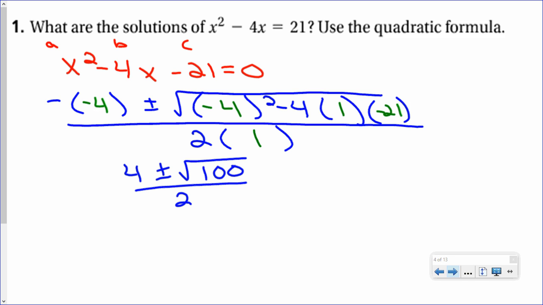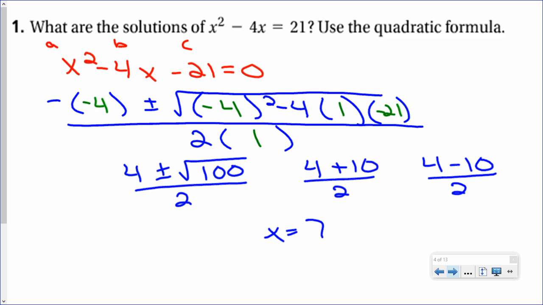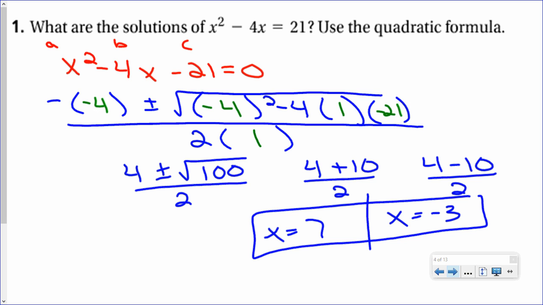There's going to be times where it's not a nice number. You know, you're going to get a decimal, which is fine, but you'll have to be able to type that in your calculator and get the right answer. The two equations from this one would be 4 plus 10 over 2 and 4 minus 10 over 2. 7 is what you'd get on the first one. And negative 3 is what you'd get on the second one. So this parabola crosses the x-axis at 7 and at negative 3.